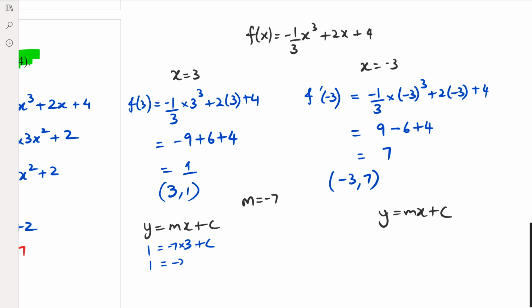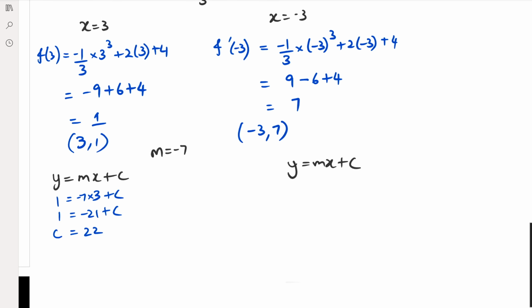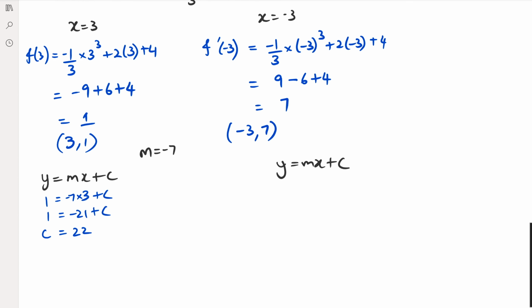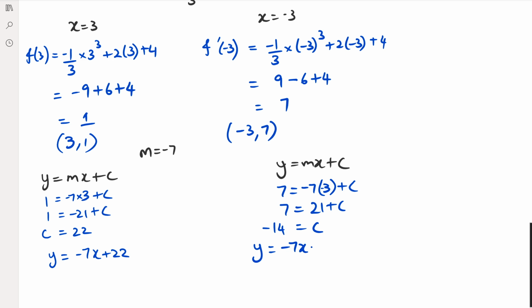So when I do this, I get 1 equals minus 21 plus c. Rearranging, c is equal to 22. So the equation for this particular point is y equals negative 7x plus 22. Then for minus 3 and positive 7, I do the same step. So 7 is equal to the gradient, minus 7, times minus 3, plus c. I get 7 is equal to 21 plus c, so c is equal to minus 14. So the equation for this one is y equals negative 7x minus 14.